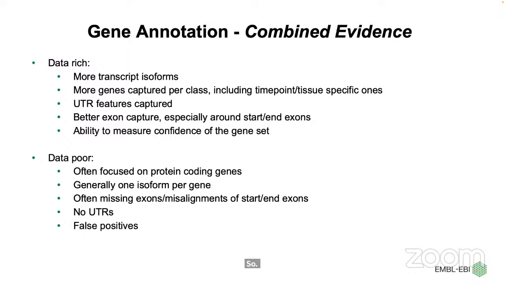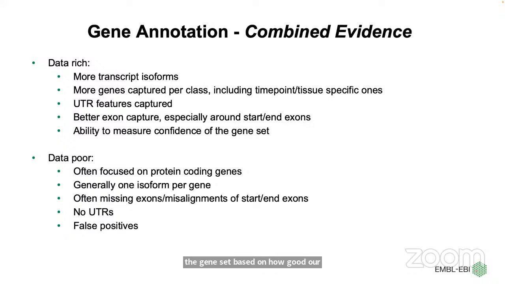So what does it actually mean when we combine evidence? If we have a lot of data, we will have both long read, short read, and protein data. We will have more transcript isoforms. More genes will be captured per class, including time point and tissue specific ones. UTR features will be predicted. We will have better exon prediction, especially around the start and the end exons. And we'll be able to measure the confidence of the gene set based on how good our initial data was.